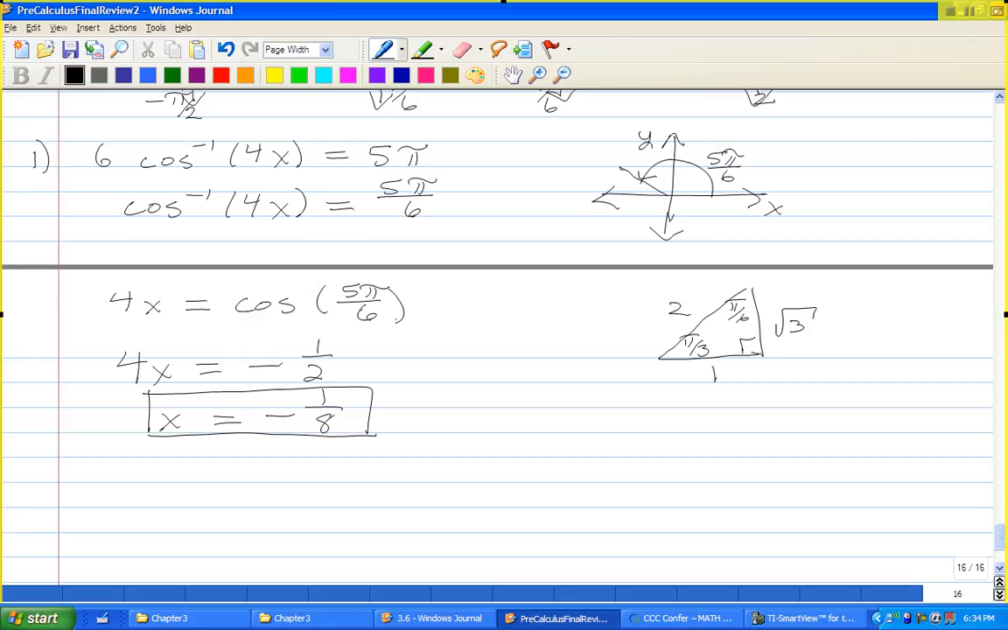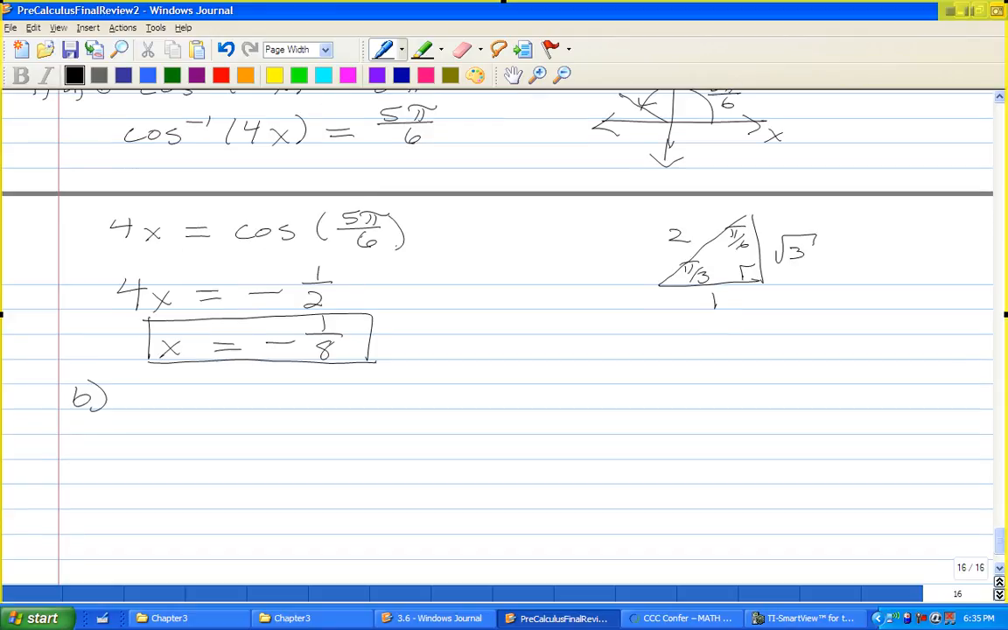And let me just check, see if I'm in the right quadrant. So that's a negative 1/2. So negative 1, cosine inverse of negative 1/2, and that's in the second quadrant. Yes, that is correct. Okay, let's do B.